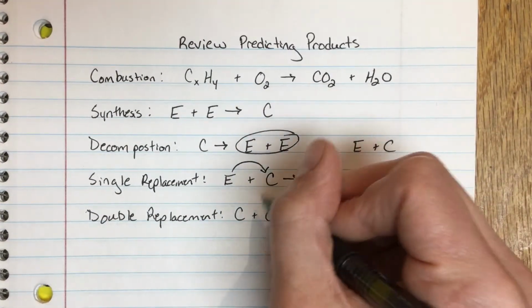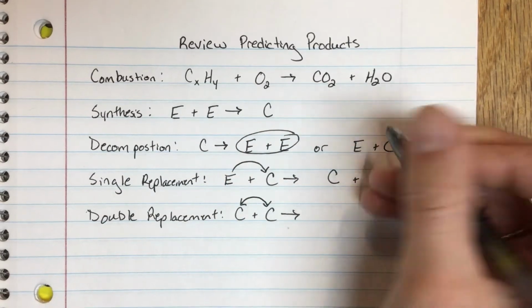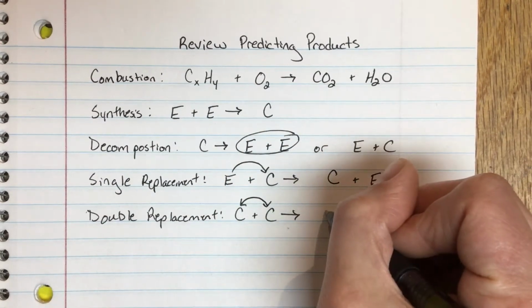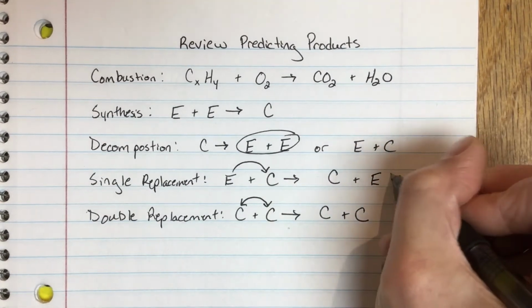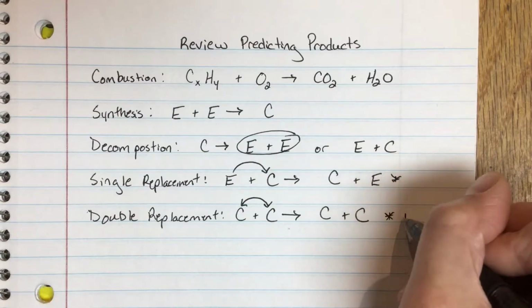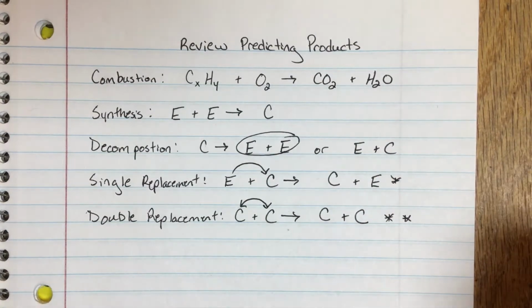For double replacement, we have something from the first compound replacing something in the second compound and vice versa. So what you're going to end up having is 2 more compounds. Now these 2, it makes more sense showing you an example of that, and that's what I'm going to get to next, is showing examples of all.